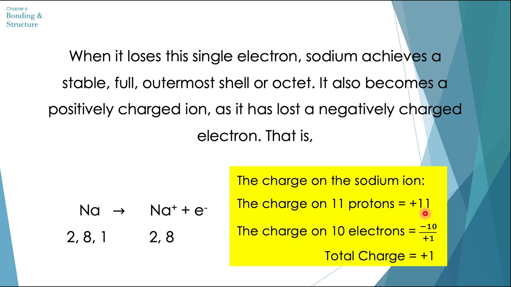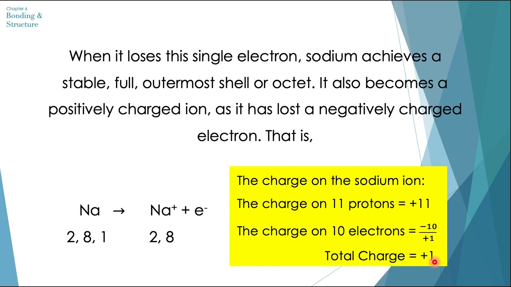they're equal. Okay, so the charge on 11 protons is plus 11, and when the sodium atom loses an electron, the charge on 10 electrons would be equal to minus 10. So basically what we're saying here is that first we have 11 protons and 11 electrons. So the negative and positive charge was equal, but the atom was not satisfied because it was not stable and the outermost shell was not complete. So it decided to lose an electron.